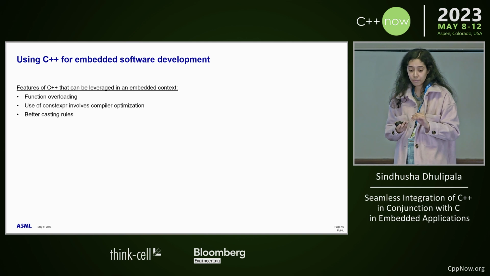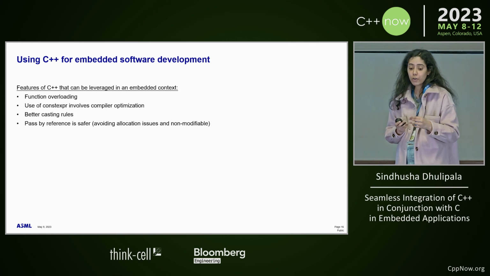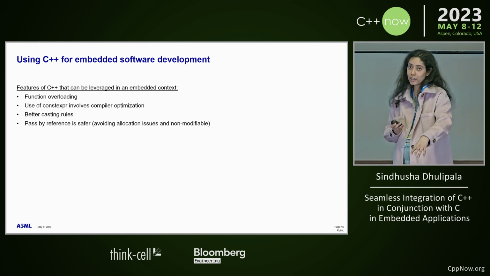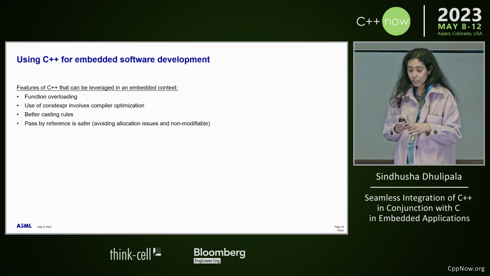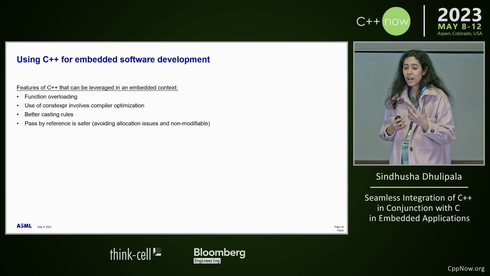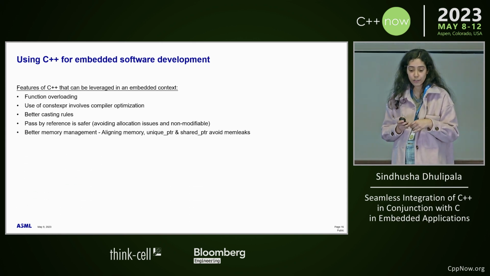Better casting rules, definitely better than what C uses, just because you have a wide range of them and they're more explicit. You have pass by reference. You can do this in C too, but in general, pass by reference in C++ is just generally safer. And you don't have to worry about allocating memory. You don't have to worry about initializing it before passing it and stuff.